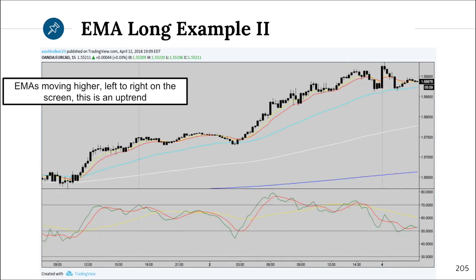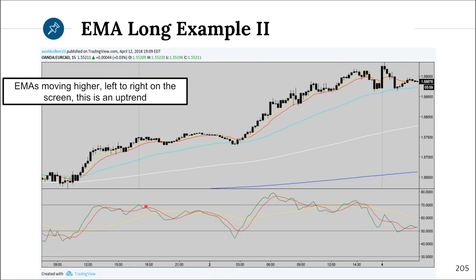You can see the EMAs moving higher left to right on the screen, another clean uptrend, above the 800, above the 50, above the 200, above the 8, and above the 13 for most of the day. You have an RSI cross here. However, be mindful that you did hit overbought right at the start of the day.